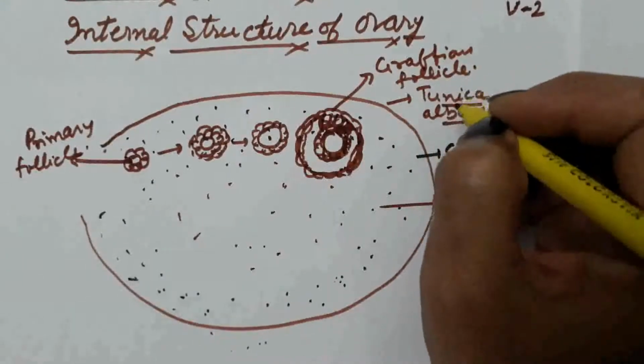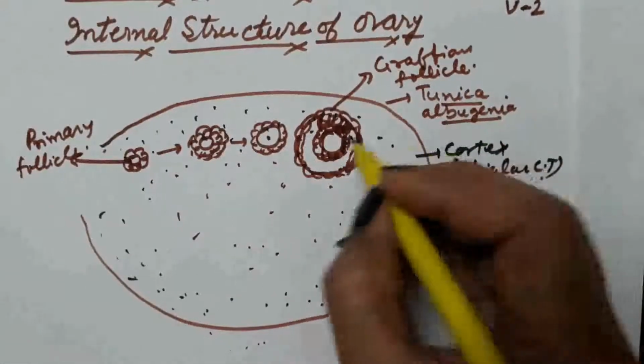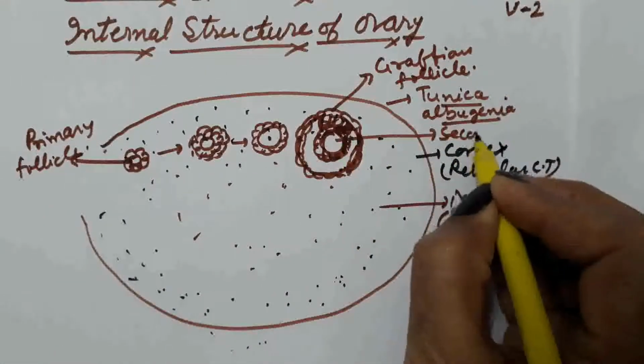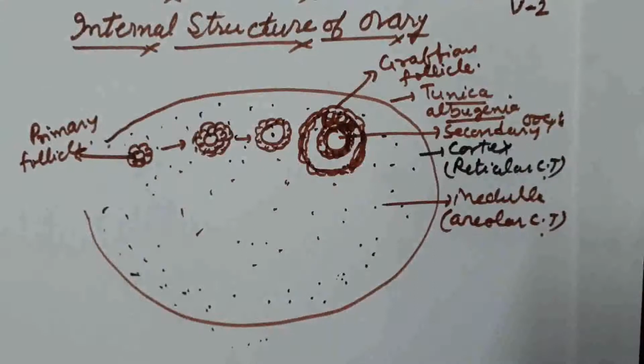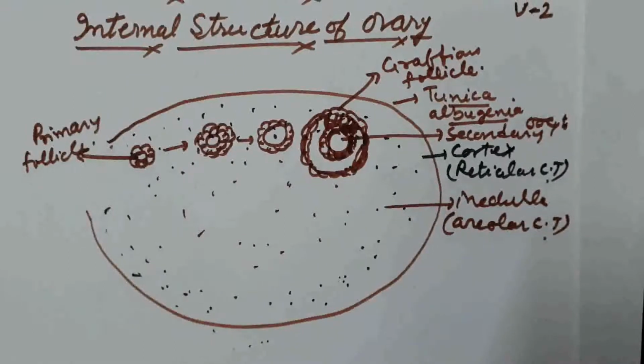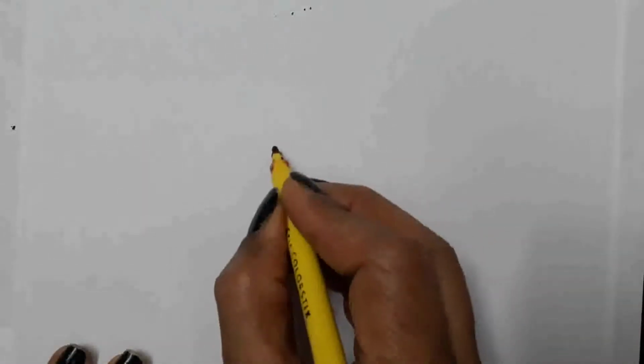Inside the Graafian follicle, what is present? Secondary oocyte is present. What is the detailed structure of Graafian follicle? I am going to draw the structure of Graafian follicle in detail. This is also a very important structure from the practical point of view. So here I am going to draw the detailed structure of Graafian follicle. Start to draw from the center.